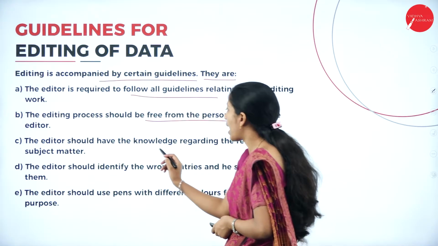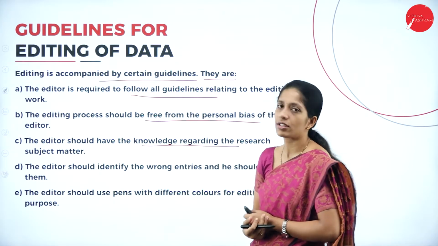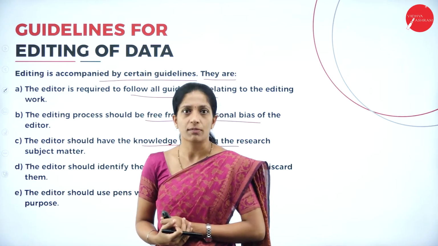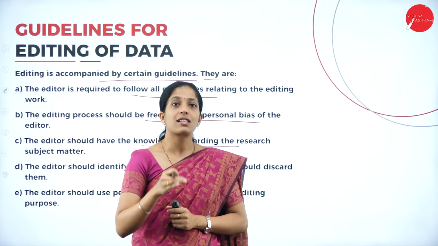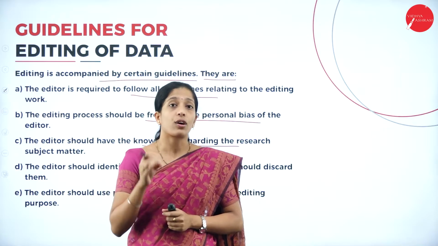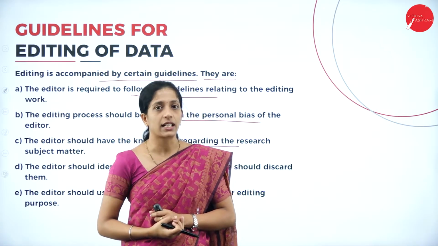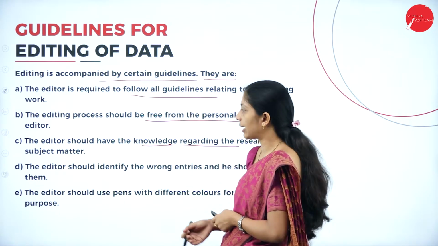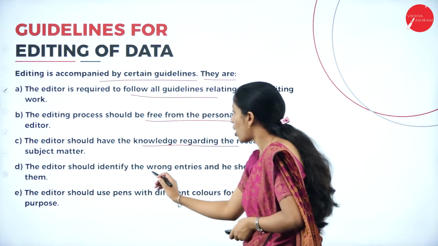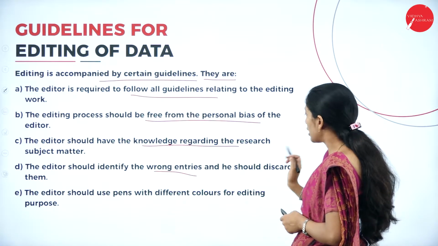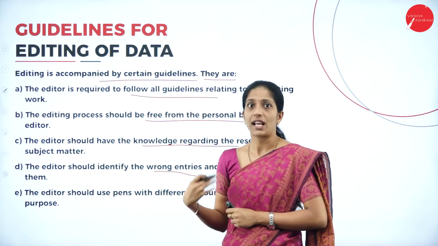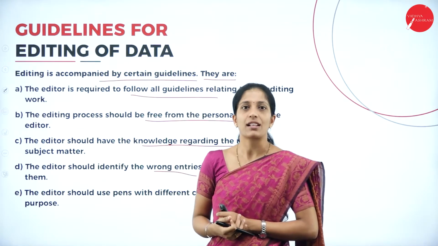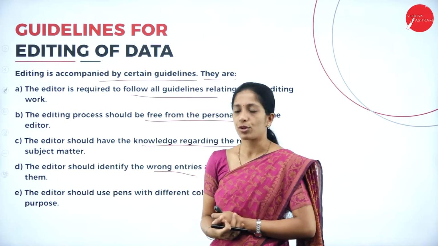Next, the editor should have knowledge regarding the research subject matter. Only if the researcher has knowledge about the subject matter, or on what basis the information or data has been collected, can he go for editing. The editor should identify the wrong entries and discard them. He should be able to identify the wrong entries and the omissions made by the respondents. Everything he has to come to know.